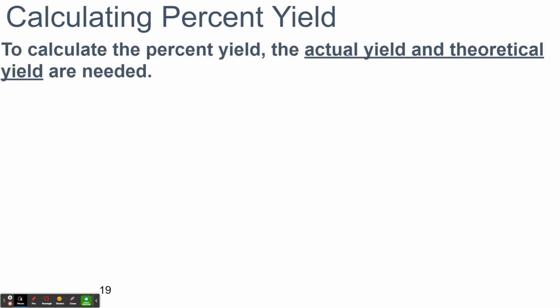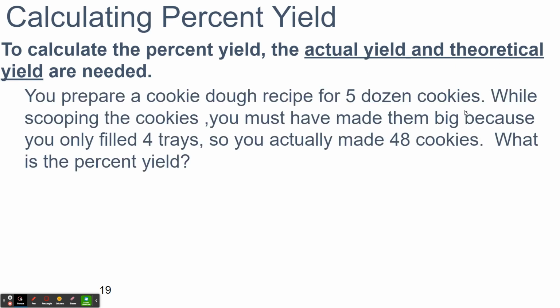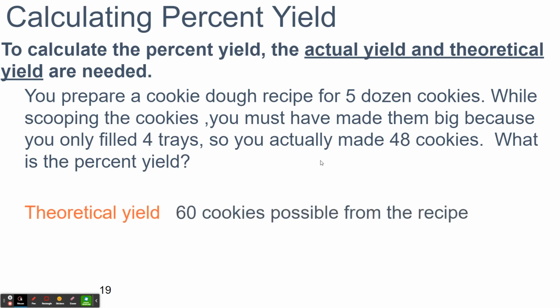We're going to go through an example that everybody, I'm sure, is familiar with. You need the actual yield, so you need experimental results, and you need the theoretical yield. Everybody's made cookies before, hopefully, or helped with making cookies. Recipes always say they make a certain amount of dough, right? In this case, it's 5 dozen cookies. So theoretically, 5 times 12 would give us 60 cookies from a recipe. While scooping the cookies, you must have made them big because you only fill 4 trays with a dozen cookies each. So you only made 48. 48 cookies are scooped. That's going to be actually what we got back from our experiment, right? So theoretically, the recipe should have made 60, but we only got 48.